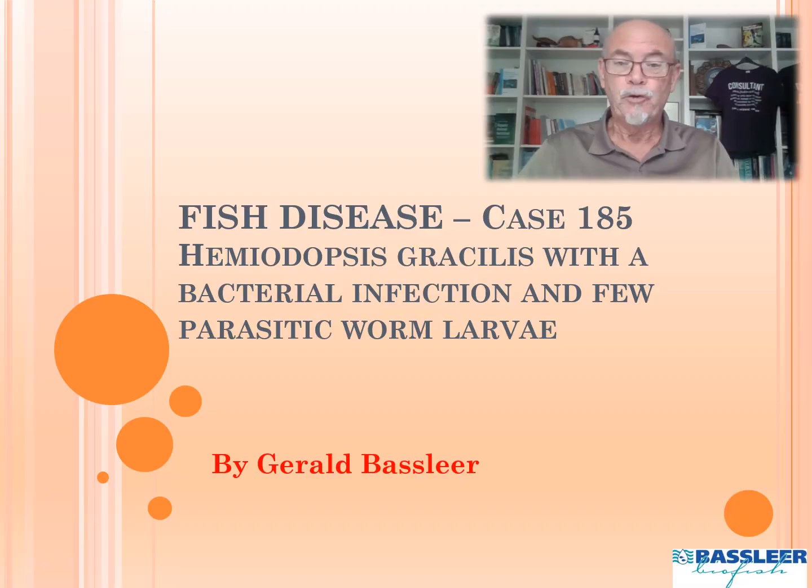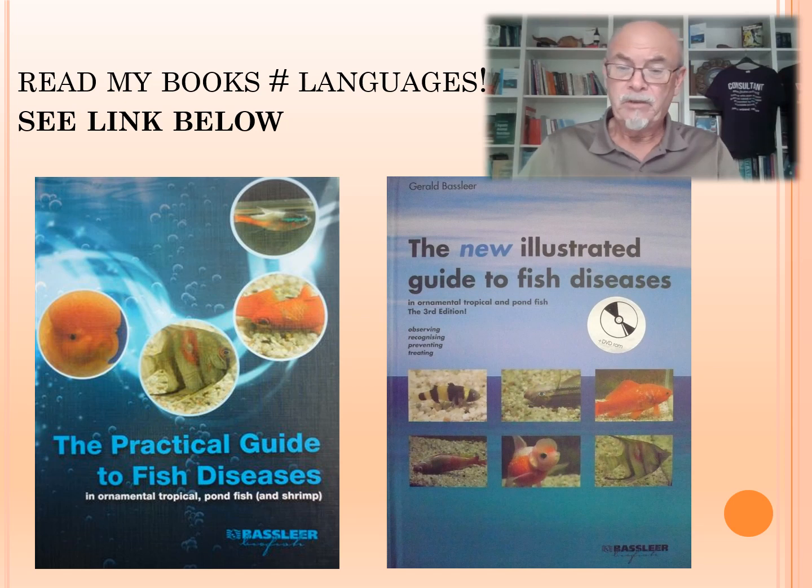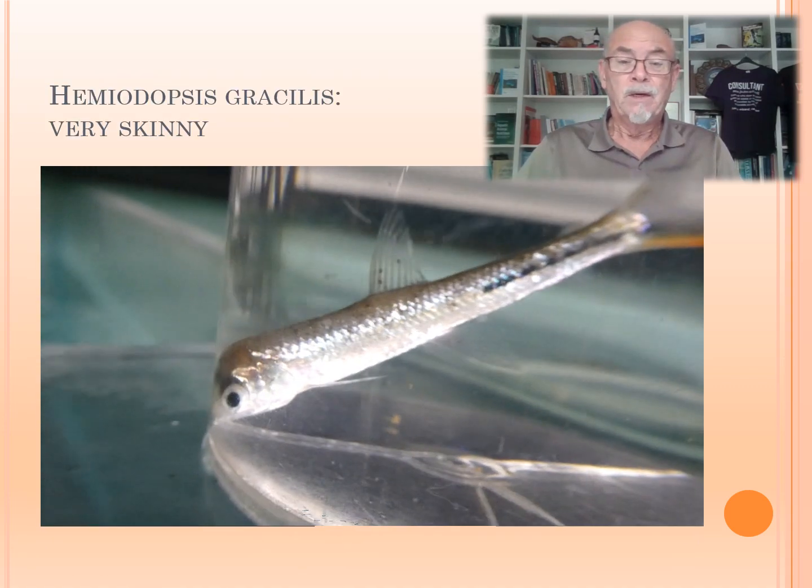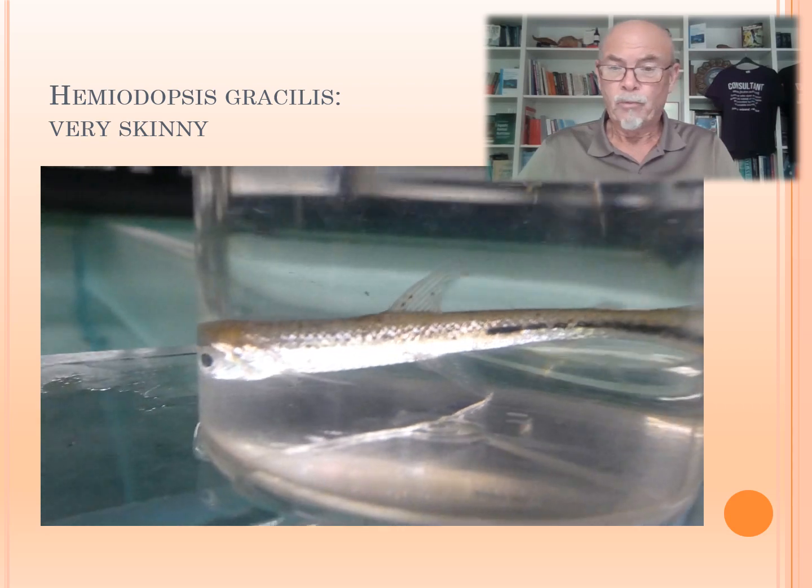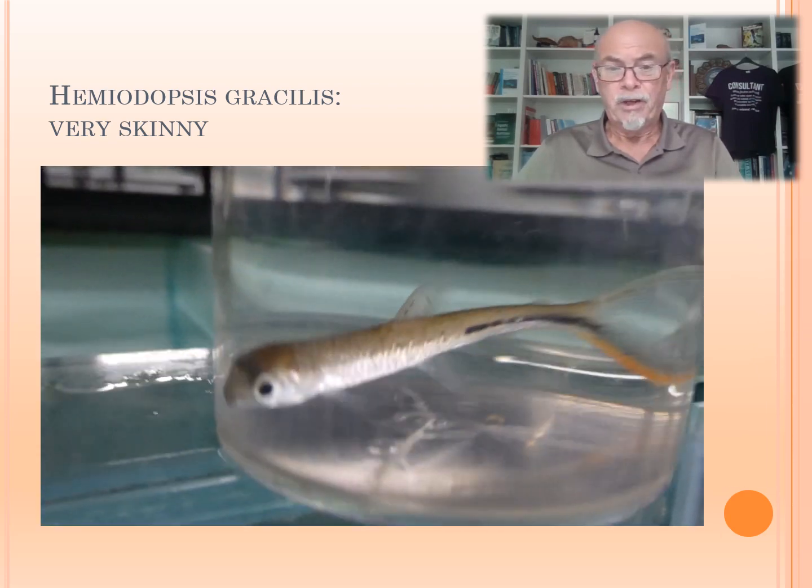coming from Colombia. Yes, a wild South American tetra. It's the Hemiodopsis gracilis with a bacterial infection and a few parasitic worm larvae. Details you can find about tetras also in my books on fish diseases, where I explain specific diseases that can help you. And this one arrived very skinny, very weak.